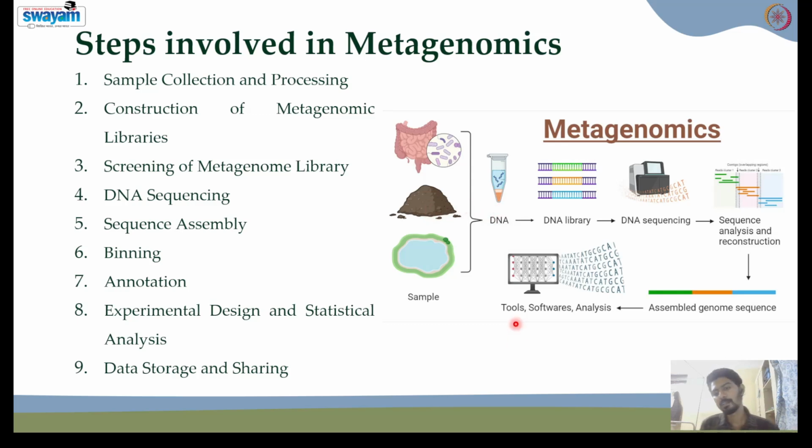Then after extracting the DNA, you have to assess its purity. After assessing the purity, you can go for the second step, constructing a metagenomics library. What do we mean by constructing? You have DNA, and you put every individual DNA fragment in a vector or a host in order to clone them. First you put it in a vector, then you put it in an appropriate host like E. coli, in order to go for the next step.